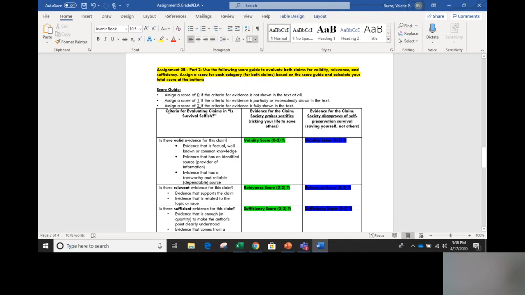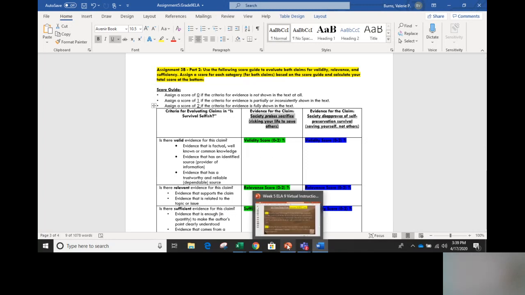So criteria for evaluating claims is Survival Selfish, which is the name of our text. Is there valid evidence for this claim? So is there valid evidence for this claim: society praises sacrifice and risking your life to save others? Is there valid evidence? Evidence that is factual, well-known, or common knowledge, evidence that has an identified source, provider of information, evidence that has a trustworthy and reliable or dependable source. So I would just look at this and I would say, okay, is it valid?